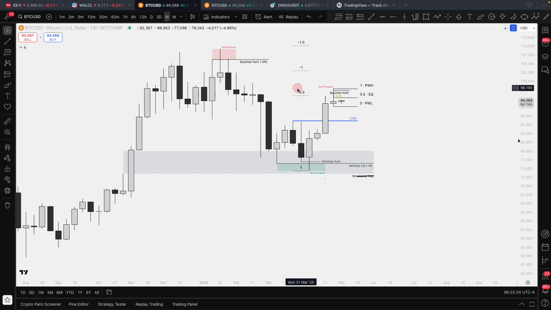Then all you do is with a change in state of delivery, and of course this is an ICT concept. I am actually working on a slide deck at the moment for members in my Discord and to post on Twitter as part of a thread.